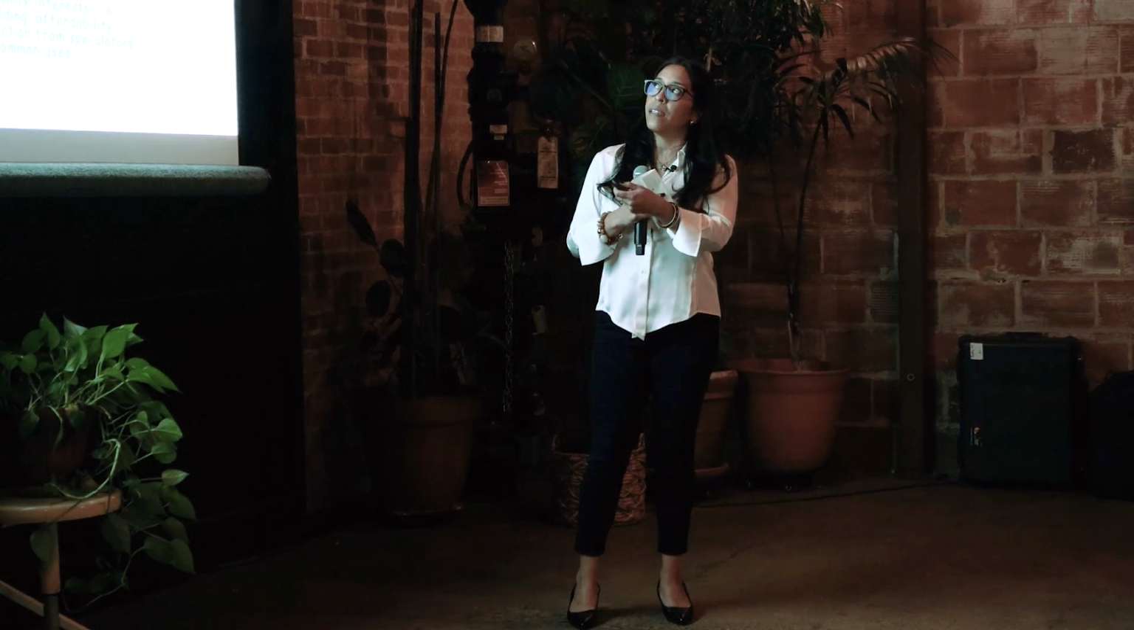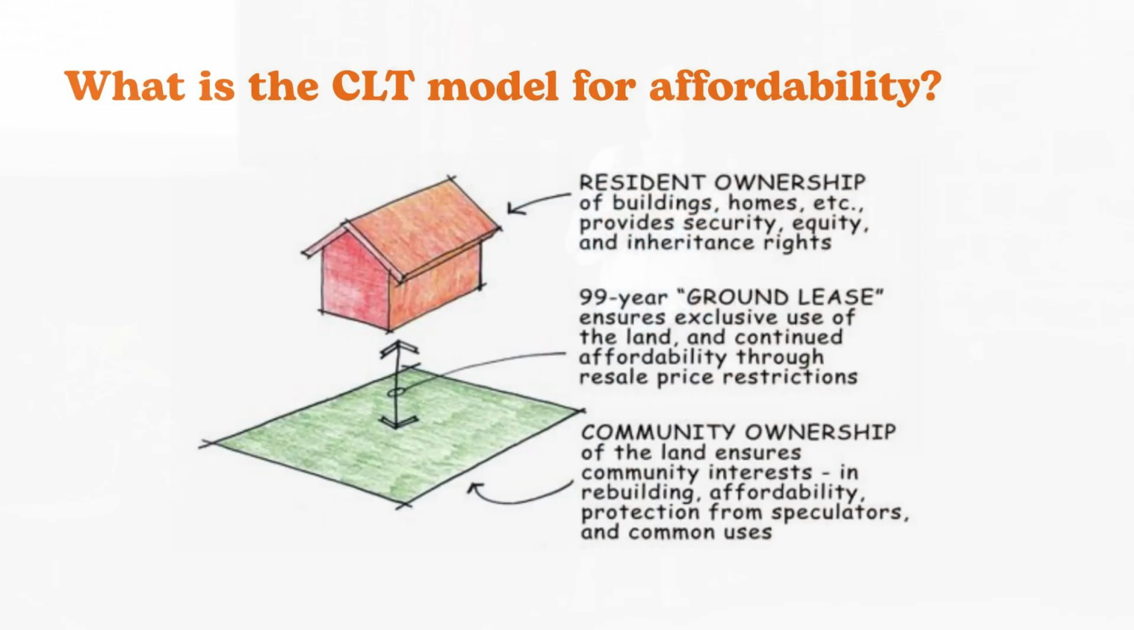So the resident ownership component is that they own the building, the home that sits on top of the land. It provides security, equity, and inheritance rights. The community land trust owns the land underneath. So we bring those two components together through a ground lease. We lease the ground underneath the home to the resident, to the homeowner, for 99 years.